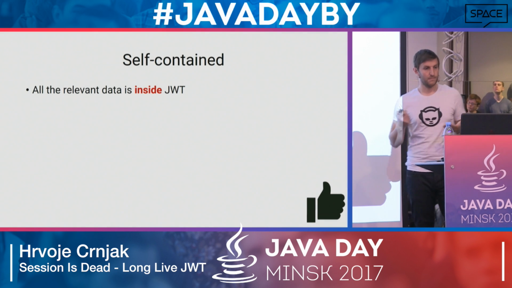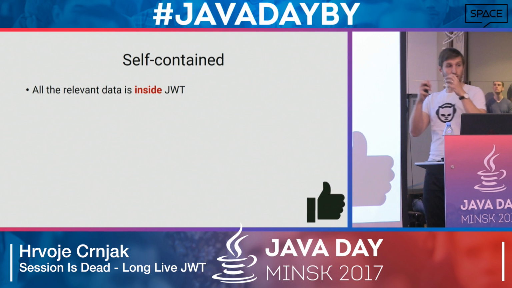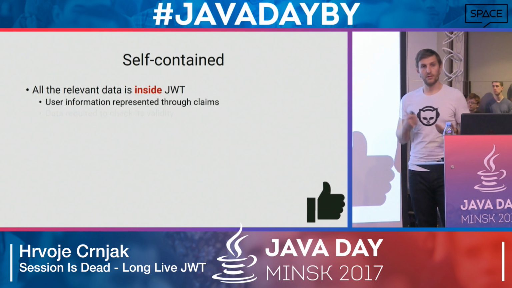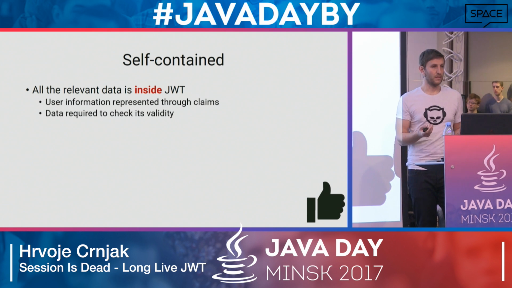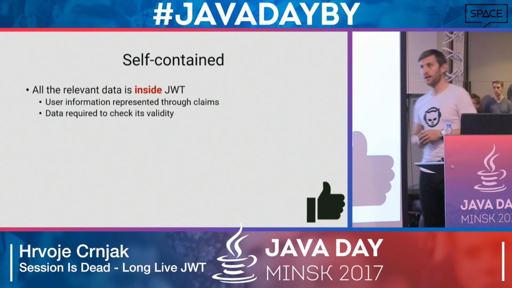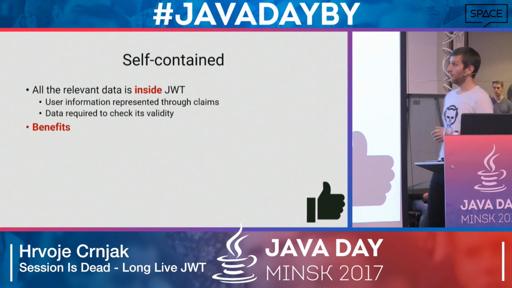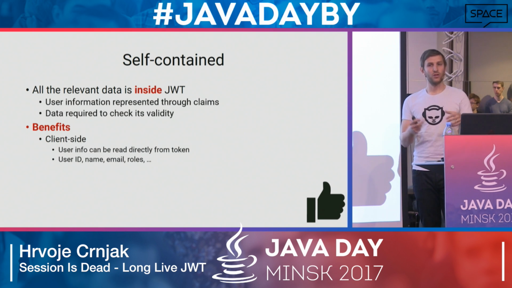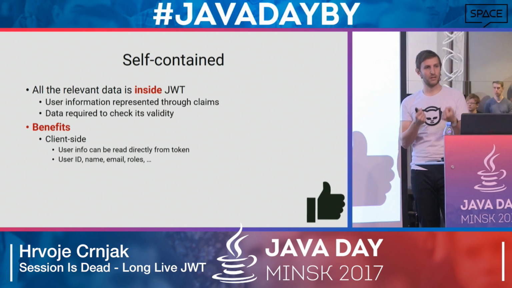What do I mean by that? Well, all the relevant data is inside the JWT itself. So user information is represented through claims, and the token also holds the data required to check its validity. It holds the signature or whatever. Now, the benefits of this approach on the client side are that the user information can be read directly from the token itself.